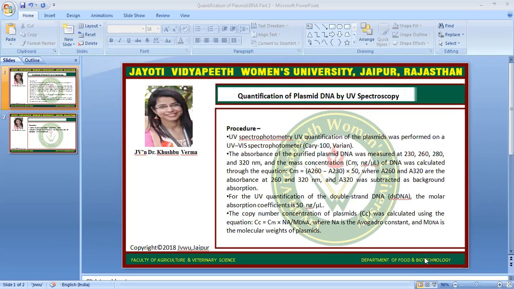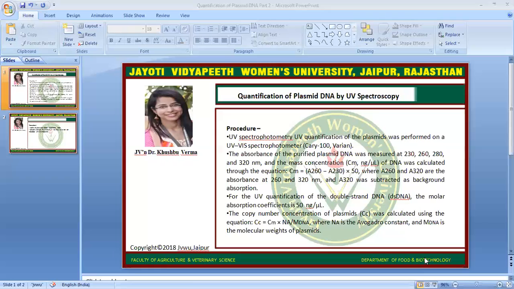After that, the copy number concentration of plasmid, which is Cc, was calculated using the equation Cc is equal to Cm into Na divided by mDNA, where Na is the Avogadro constant and mDNA is the molar weight of the plasmid. So these are the equations by which we can perform the quantification of plasmid DNA.